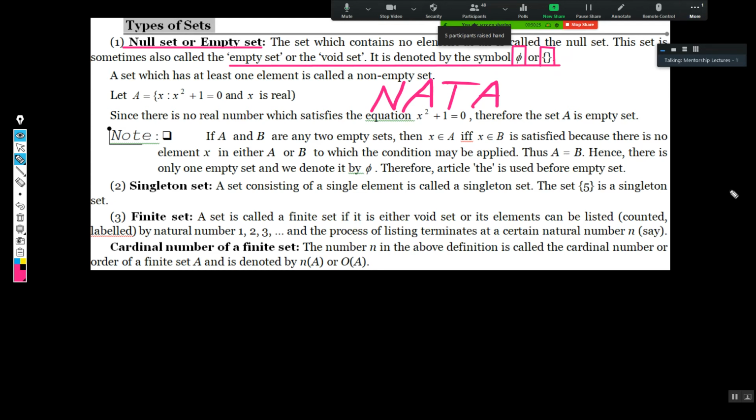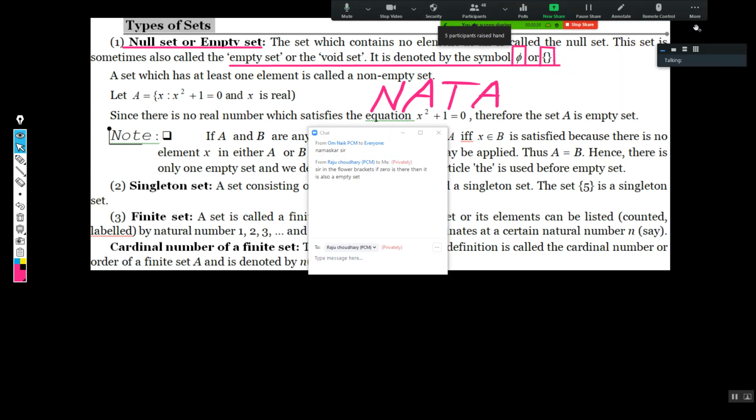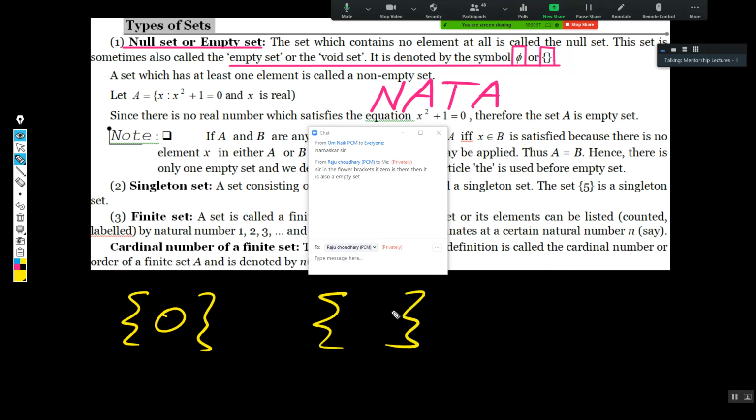Okay. Someone messaged also. Let me check. This is Raju Chaudhary: if 0 is in the flower brackets, then it is also an empty set. No, Raju. If 0 is present in the flower brackets, that will not be a null set, please. This consists of an element. It should be denoted like this only, without any element. I hope I answered Raju's question.